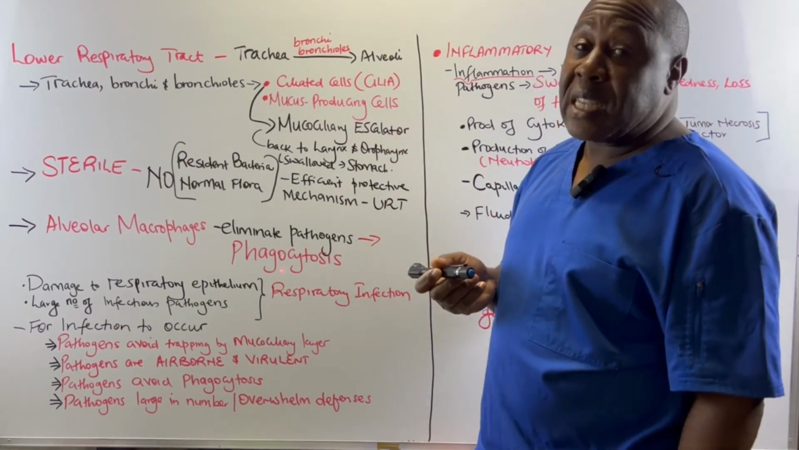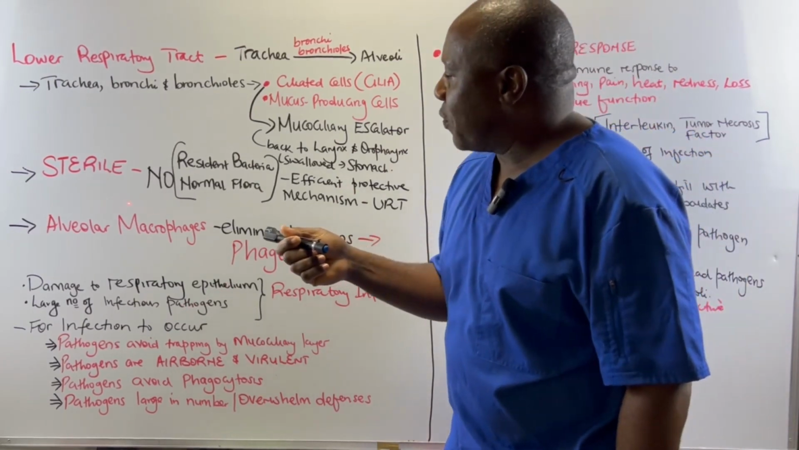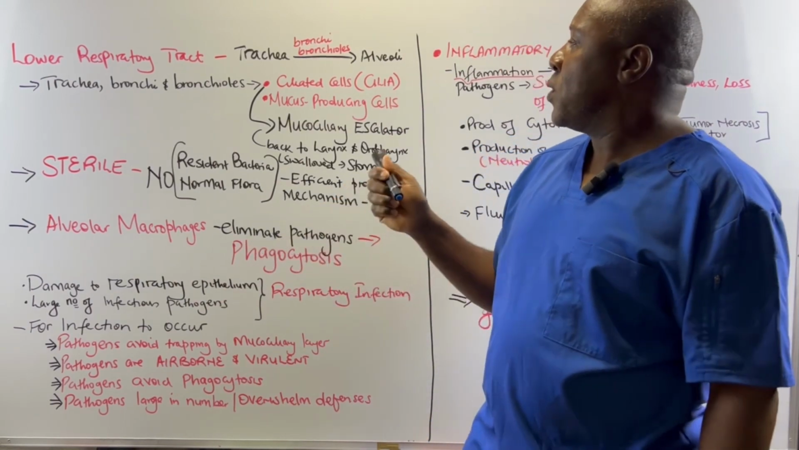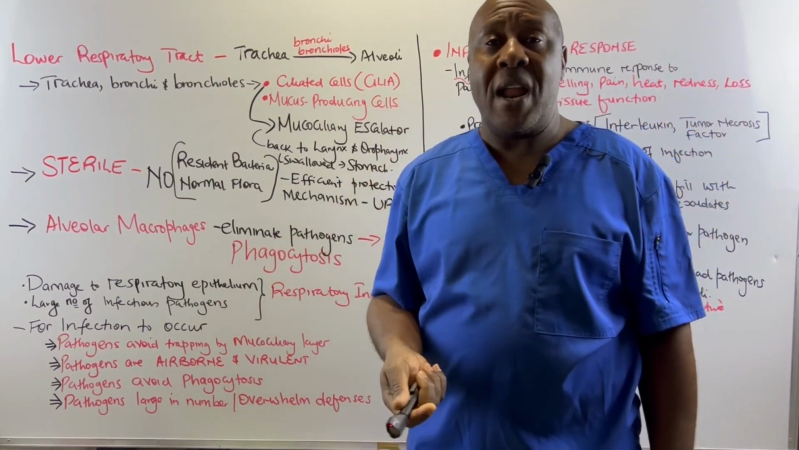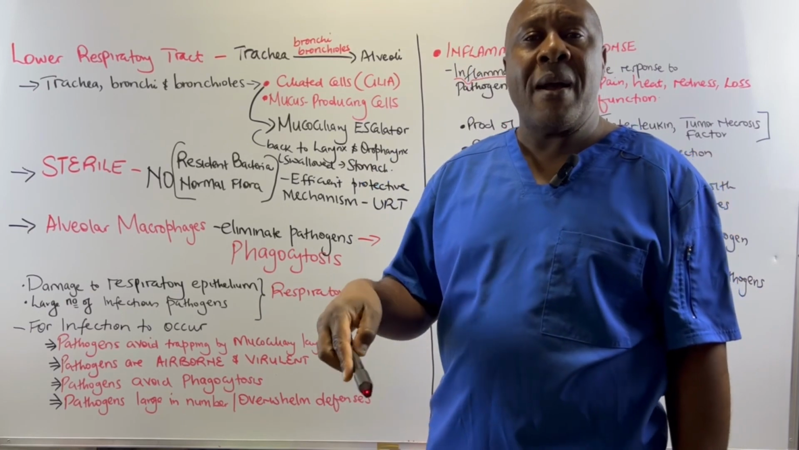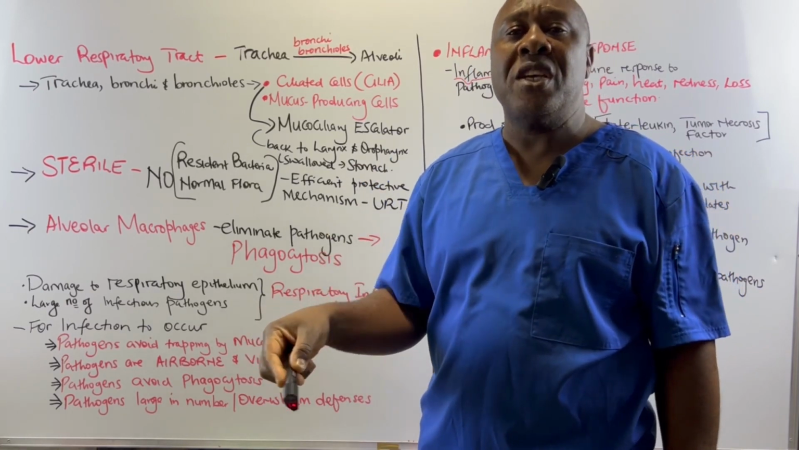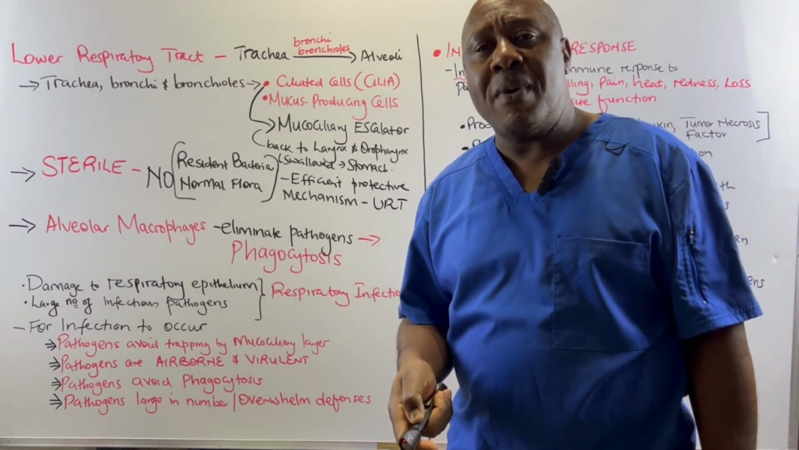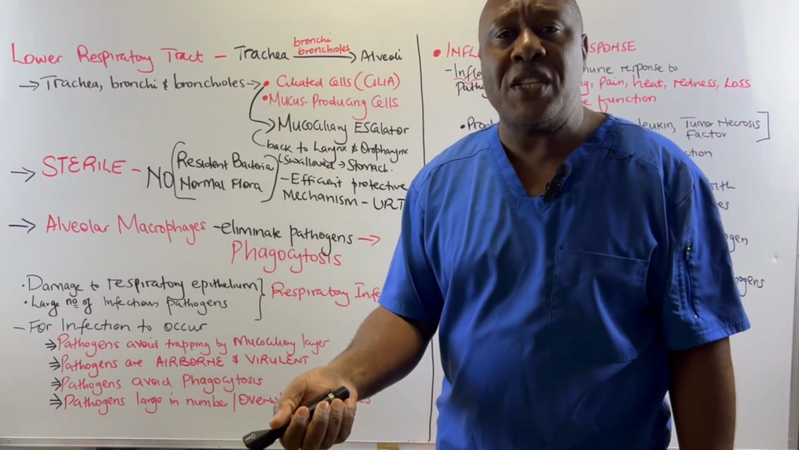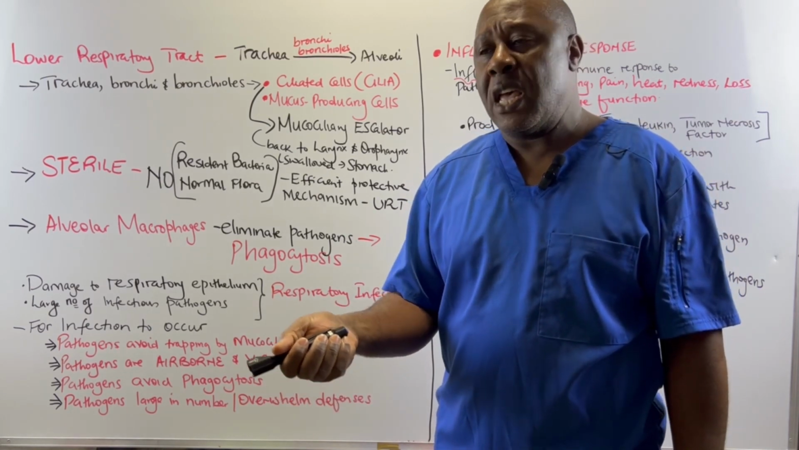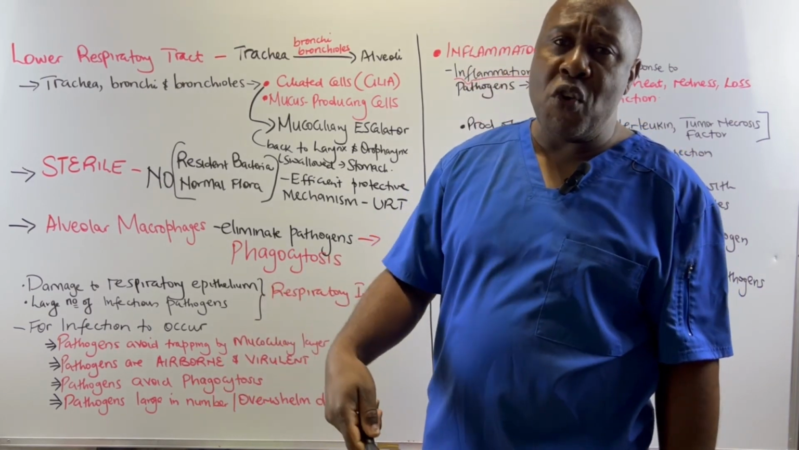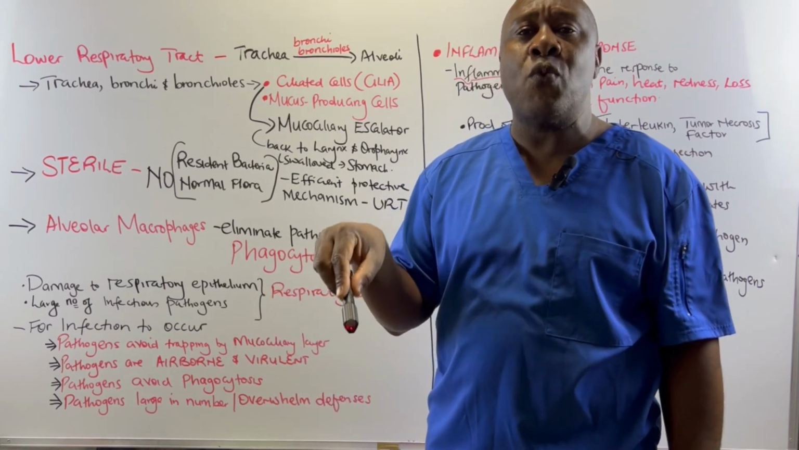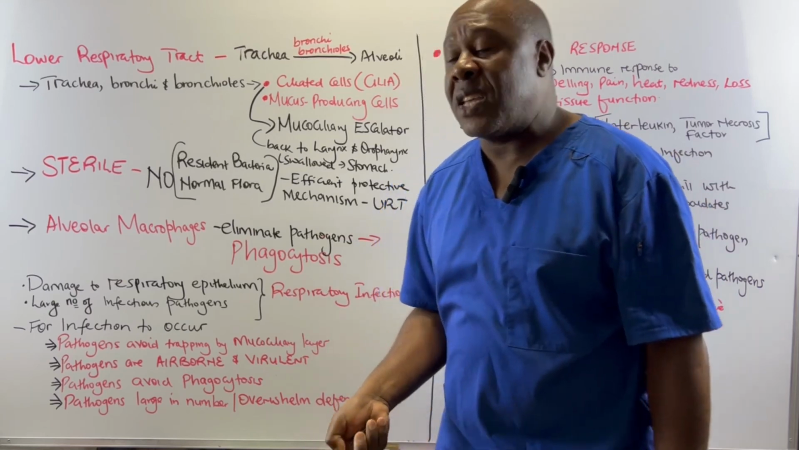Now, in the lower respiratory tract, we have what we refer to as the alveolar macrophages. From our previous video, remember we said that the alveoli are those sacs where actual gaseous exchange takes place. Oxygen moves from the alveoli via the alveolar membrane into the bloodstream, and carbon dioxide moves from the bloodstream into the alveoli to be exhaled outside. So the alveoli is the place where actual gaseous exchange takes place.